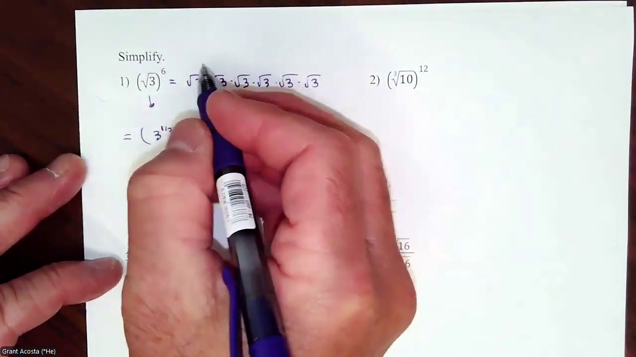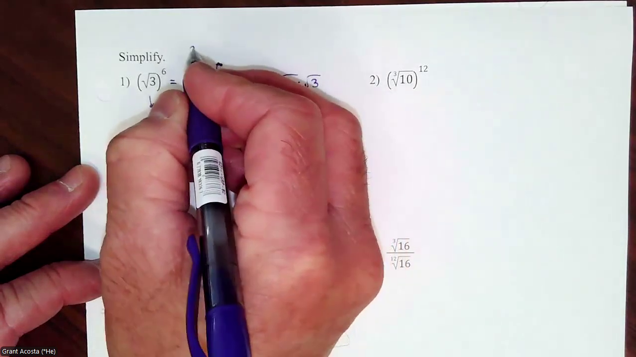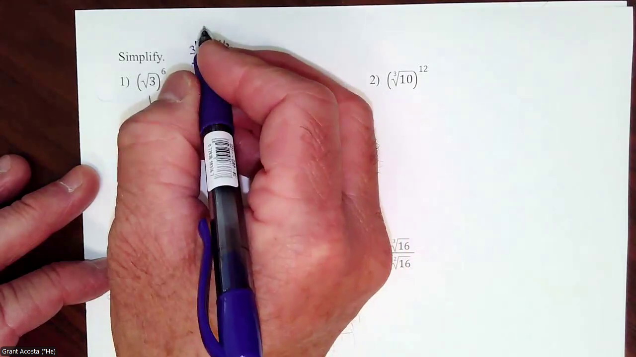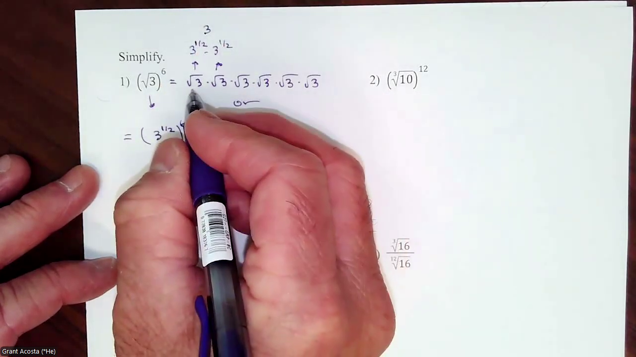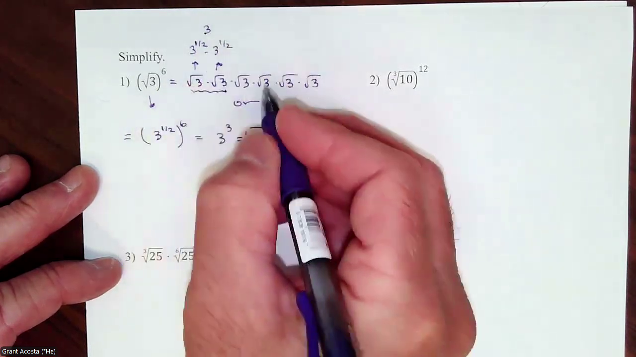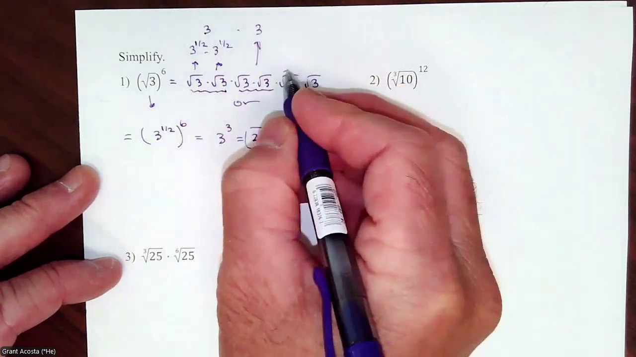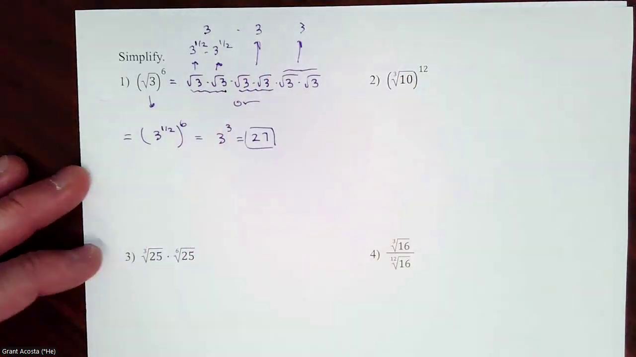If you decided to do it the other way, just to mention that, remember that the square root times itself, if you think about that, 3 to the 1/2 times 3 to the 1/2 gives me 3 to the 1 if I add those exponents. So that's just a 3. So another way to think about it is I take those two root 3's times themselves gives me 3. These 2 times themselves give me another 3. And these 2 give me another 3. So there's 3 times 3 times 3, which is 27.